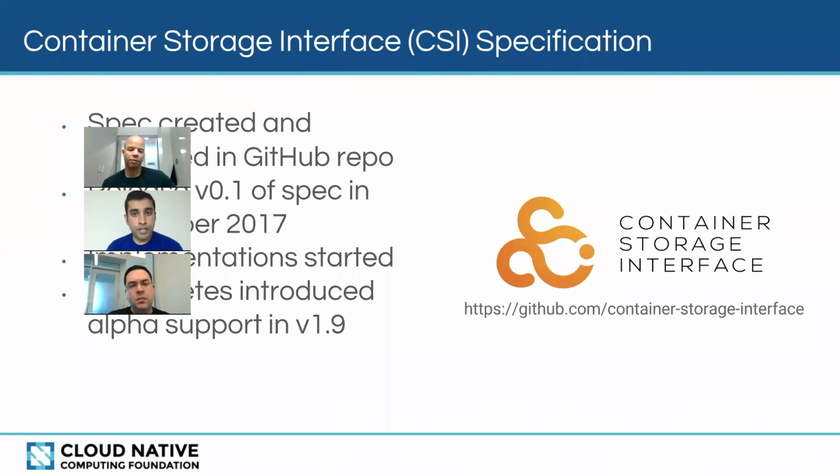So the current status of the CSI spec is that in December 2017, we published the 0.1 version of the spec, and the various COs have started implementing their versions of this spec. And we introduced alpha support for this spec in Kubernetes 1.9. Next slide.